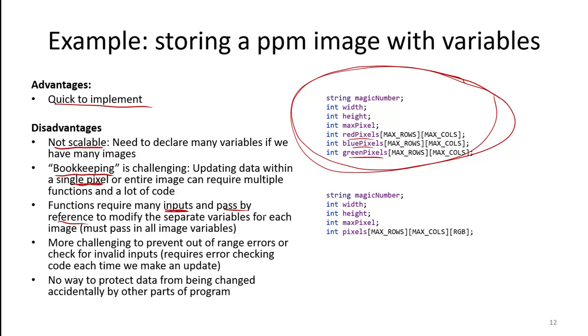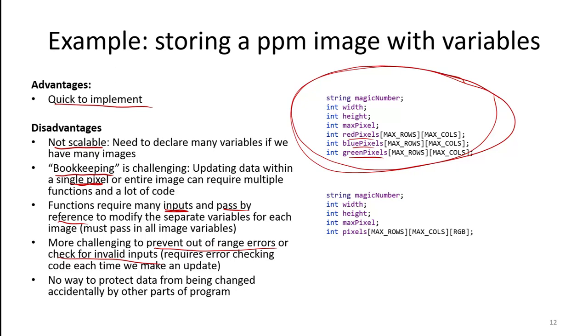Also, the last thing to note here is that there's no way for us to easily prevent out-of-range errors or check for invalid inputs automatically. If we want to do this error checking, we would have to write error checking code every single time we make any change to our data. And that could be a little bit tedious to have to keep writing.